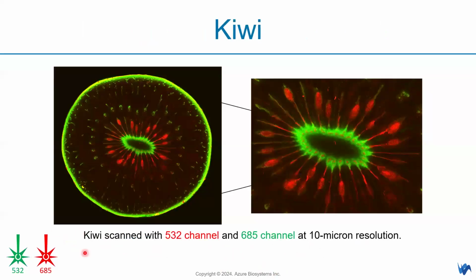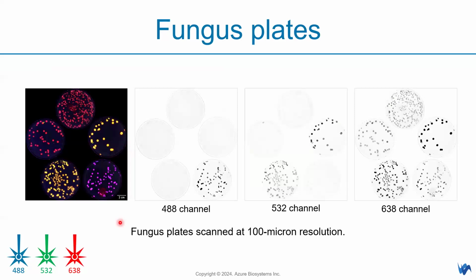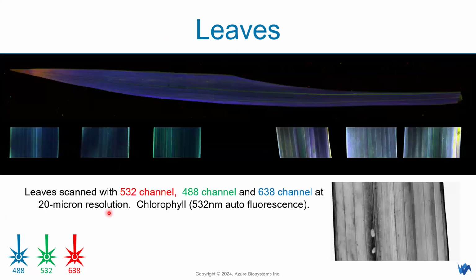The next thing is kiwi, on fruit, on fungus plate. You can see how the fluorescent scanning is able to differentiate the signals clearly, with very minimal to no crosstalk, basically.